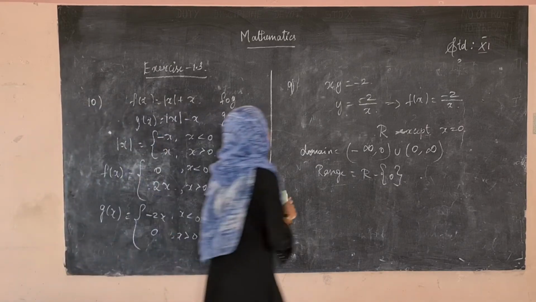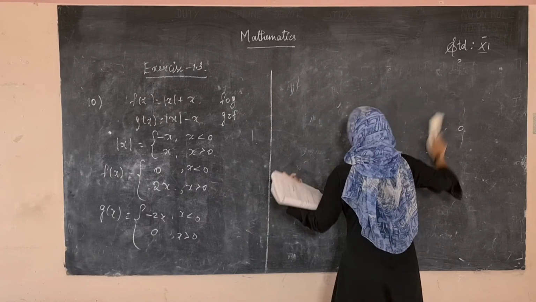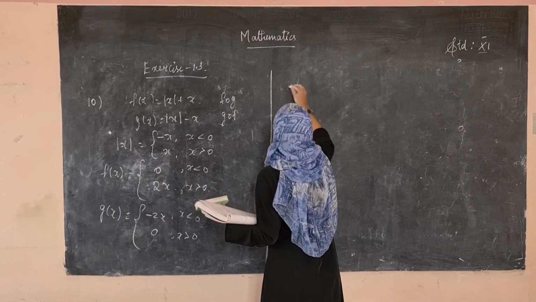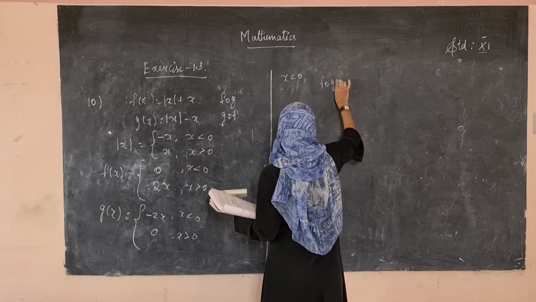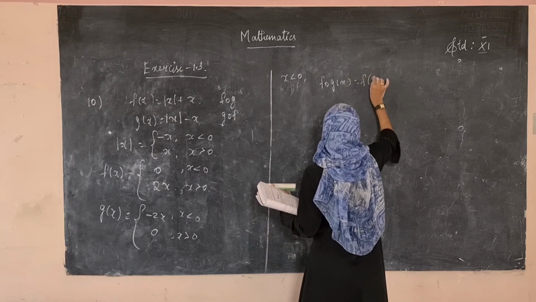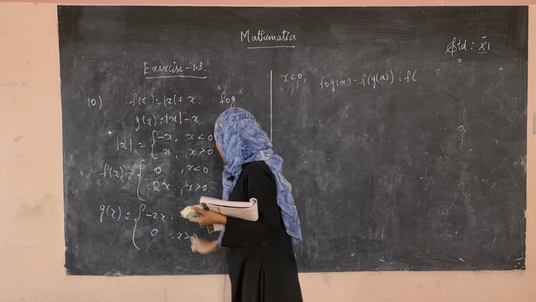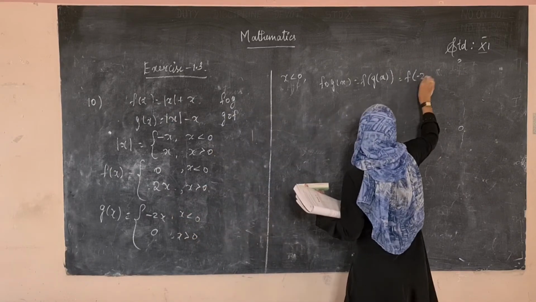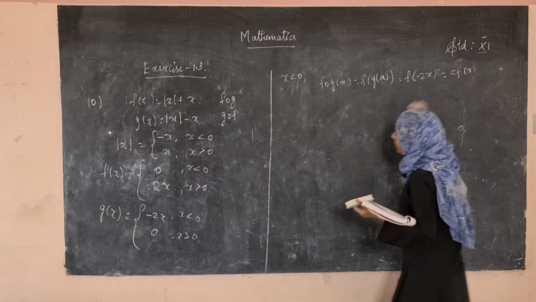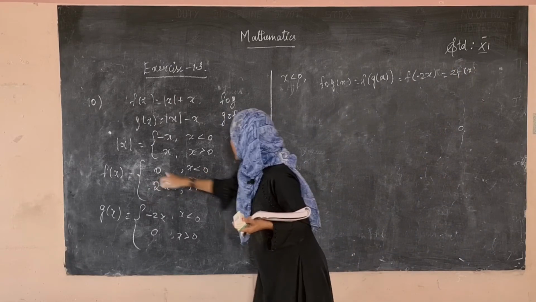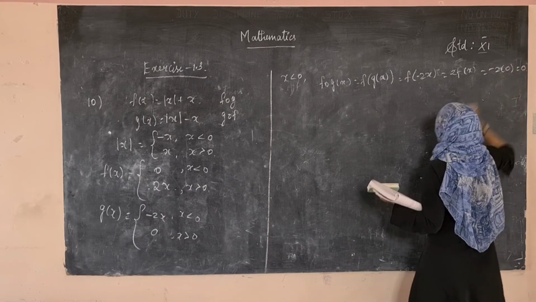Okay, now shall we compute f composite g and g composite f. First, f composite g. When x is less than 0, f composite g of x is equal to f of g of x. f of g of x when x is less than 0 is f of minus 2x. Take that minus 2 outside, f of x where x is less than 0. f of x when x is less than 0 is 0. Therefore, minus 2 into 0 becomes 0.